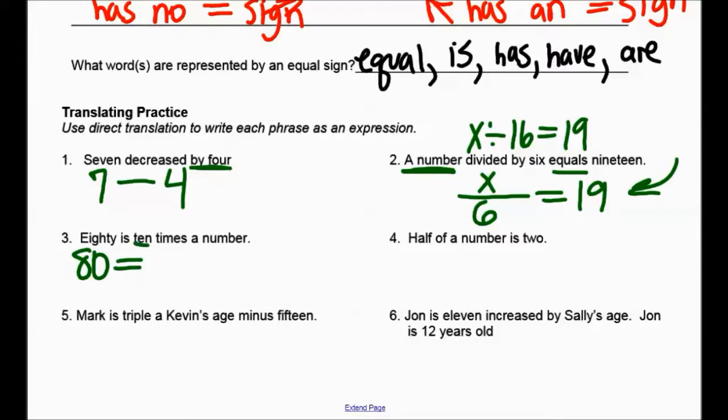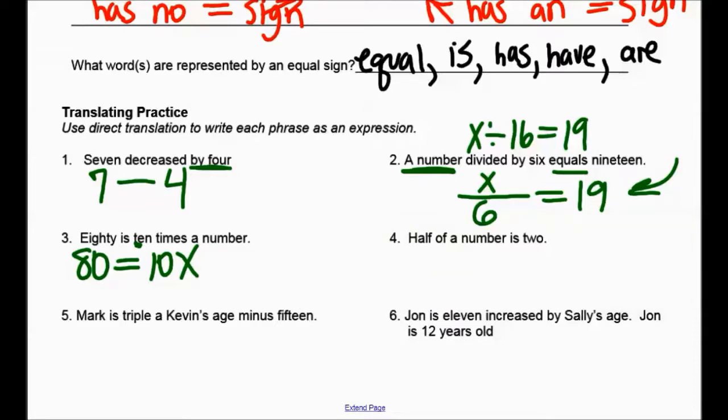And then 10 times a number. Now, if you want to write this, that is a true statement, but guys, we're not going to write it like that. 10 times x is just going to be 10x. Okay, we write it like that. If we have 2 times a number, we're going to write it like that. Not 2 times x, but 2x. 7 times a number will be 7x. Okay? Does that make sense?